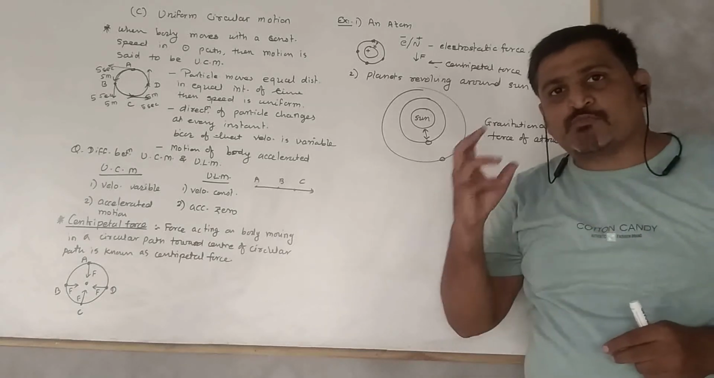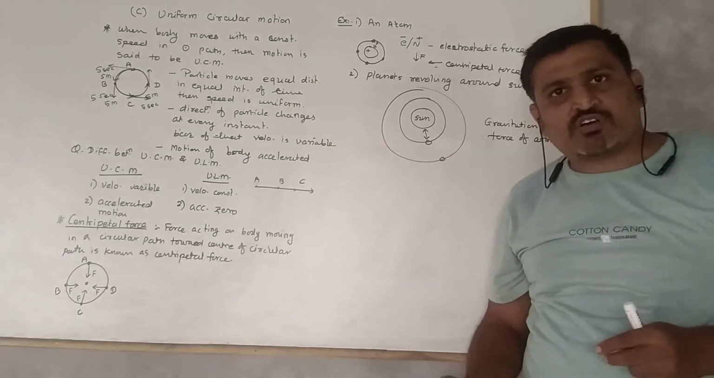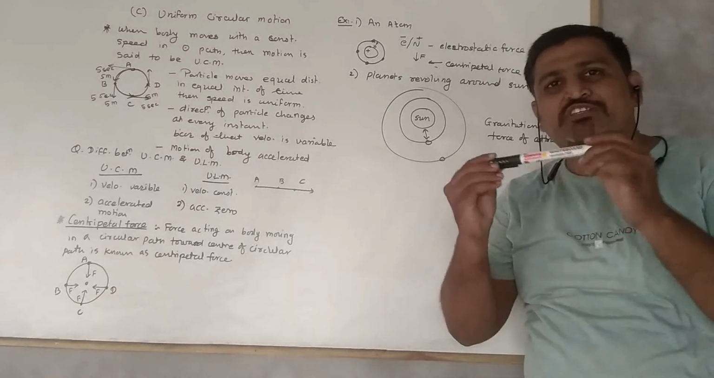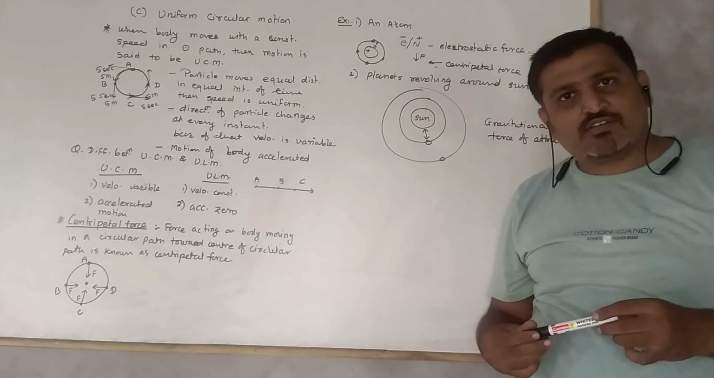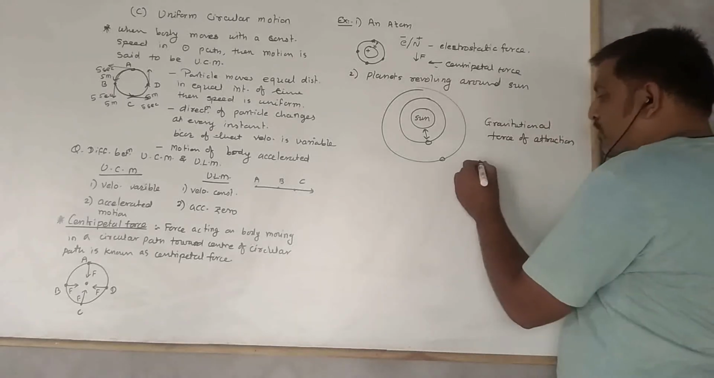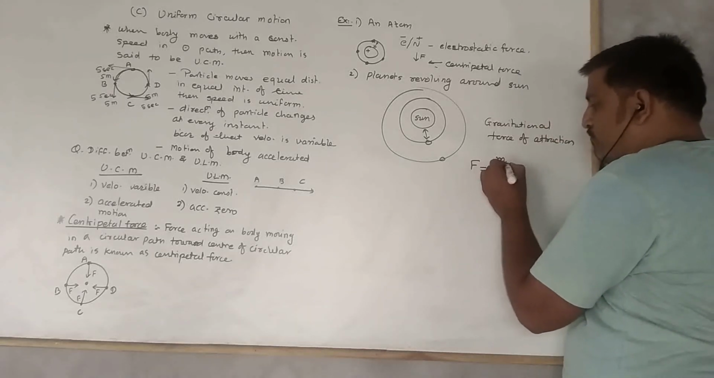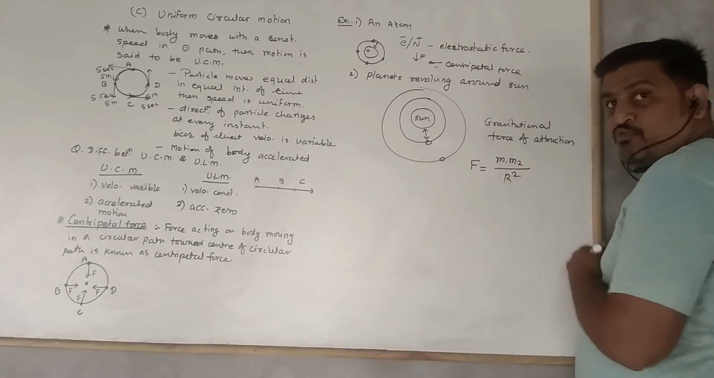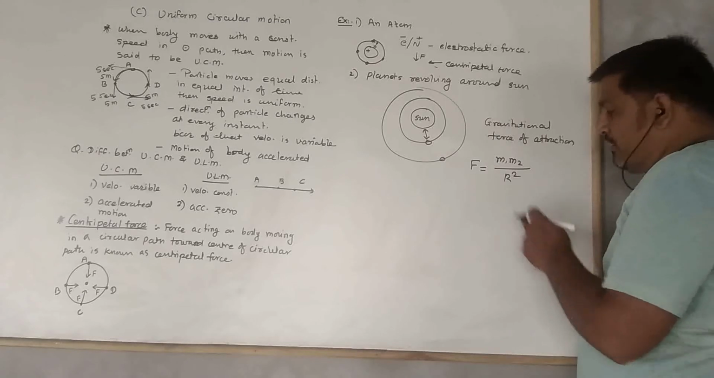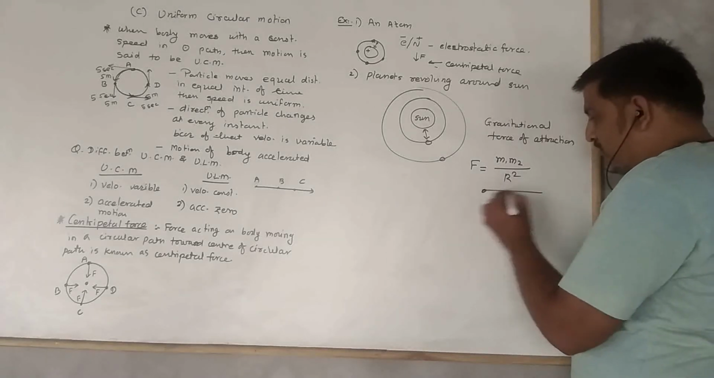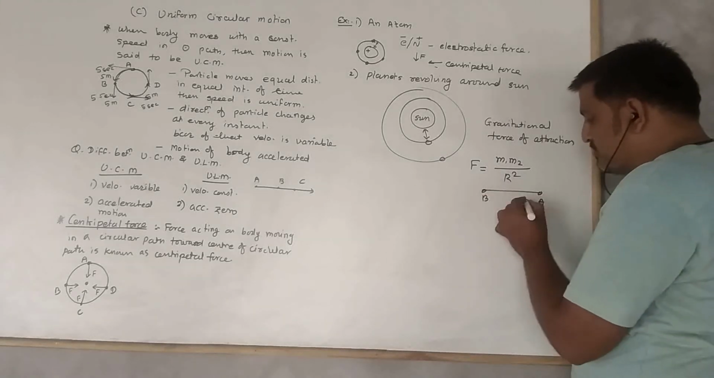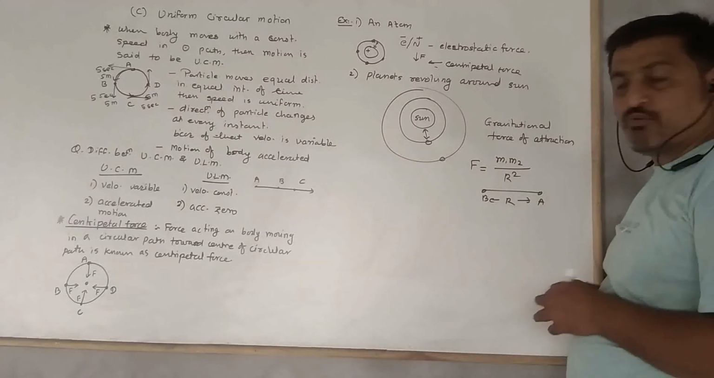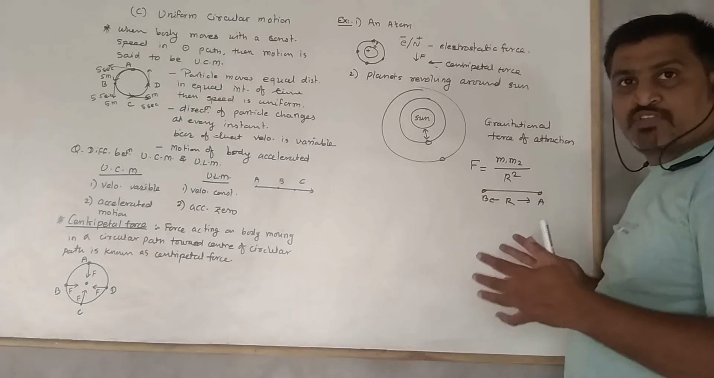If a body is smaller than the earth, then it gets attracted toward the earth. When I throw the pen, it comes down toward the earth due to gravity, because this body is very small compared to the earth. The formula for that force of attraction is F equals m1 m2 divided by r square, where m1 and m2 are the masses of the two bodies, say A and B, and r is the distance between them. By this formula we can find the gravitational force of attraction between celestial bodies.